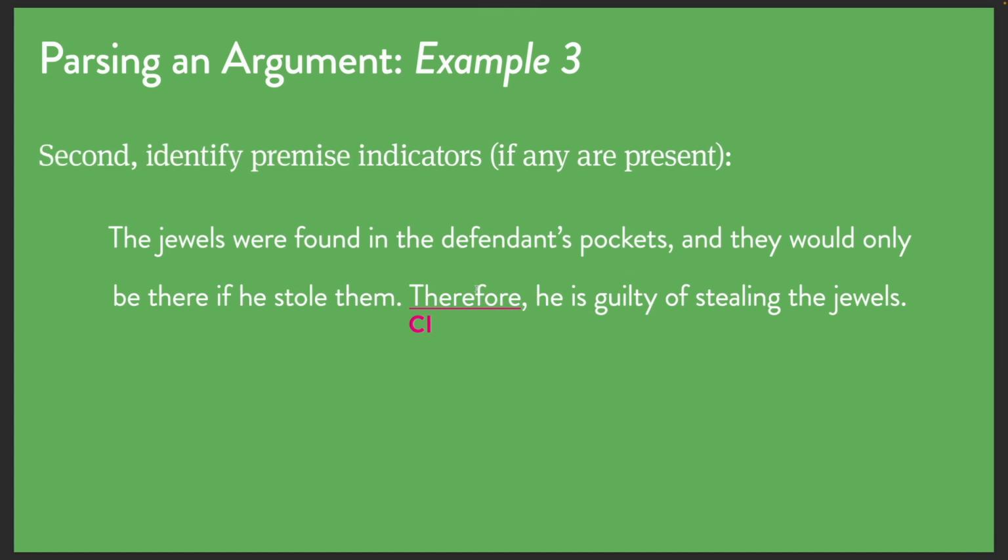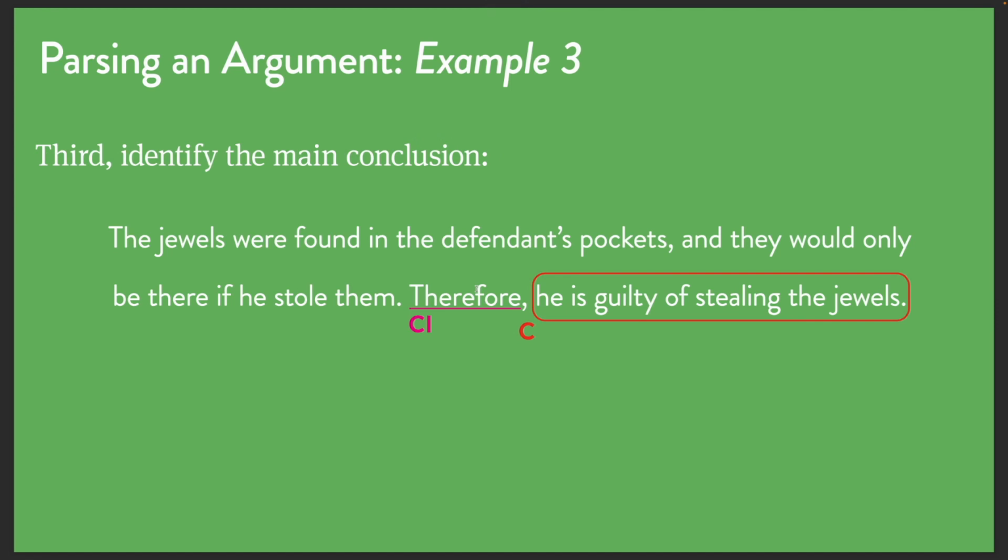Any premise indicators? In this case, there are no premise indicators, so nothing to circle there. Third, identify the main conclusion. Well, thank you, conclusion indicator, you gave me a sense. Again, all this is leading up to the idea for why the defendant is guilty of stealing the jewels. So that is our conclusion. We're given reasons to believe in this about why they're guilty of stealing the jewels.